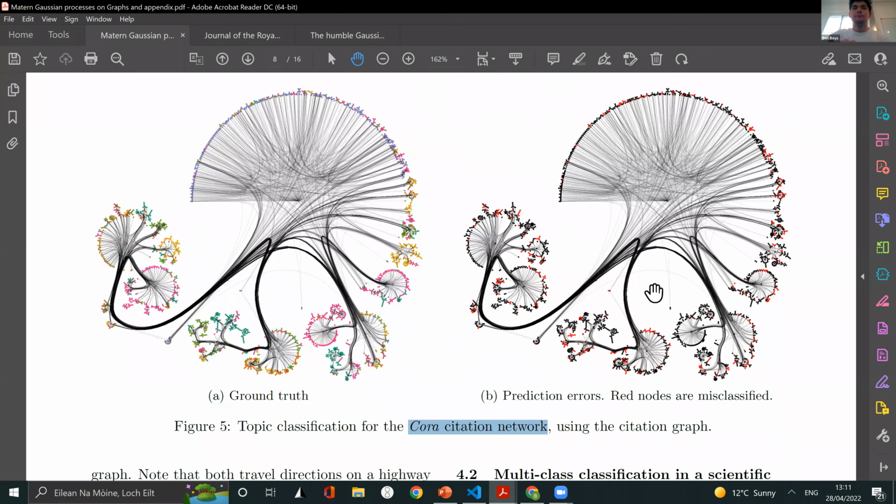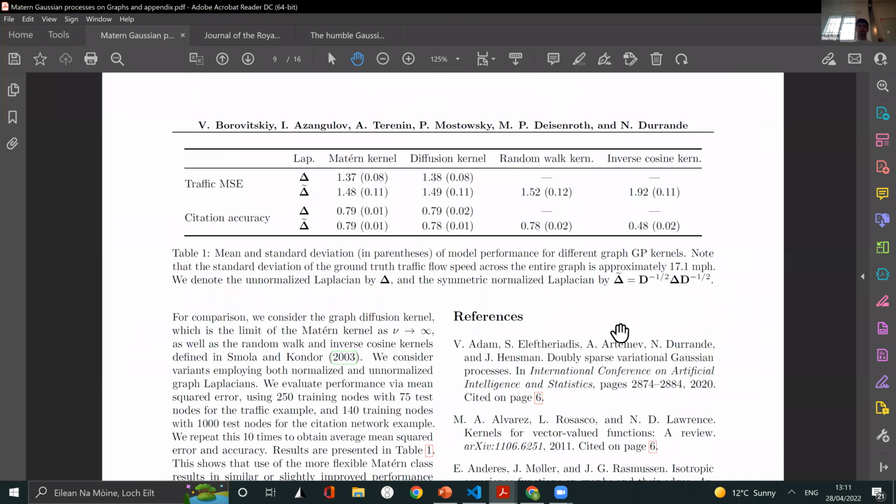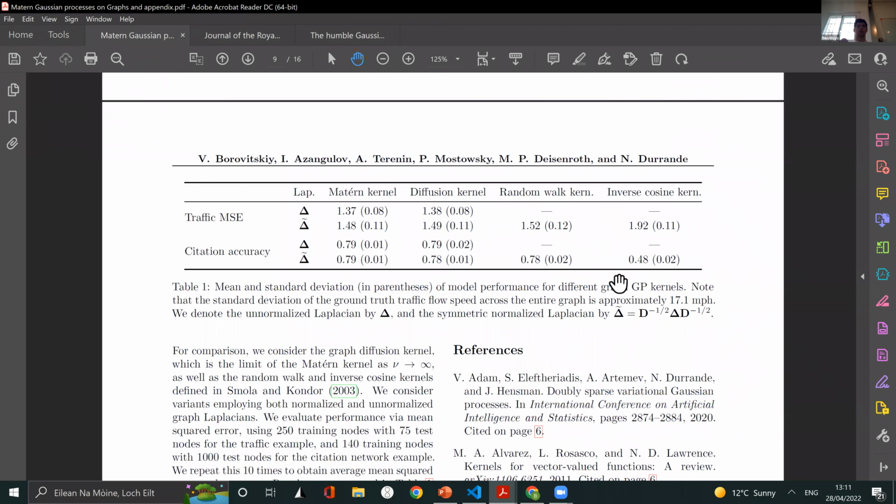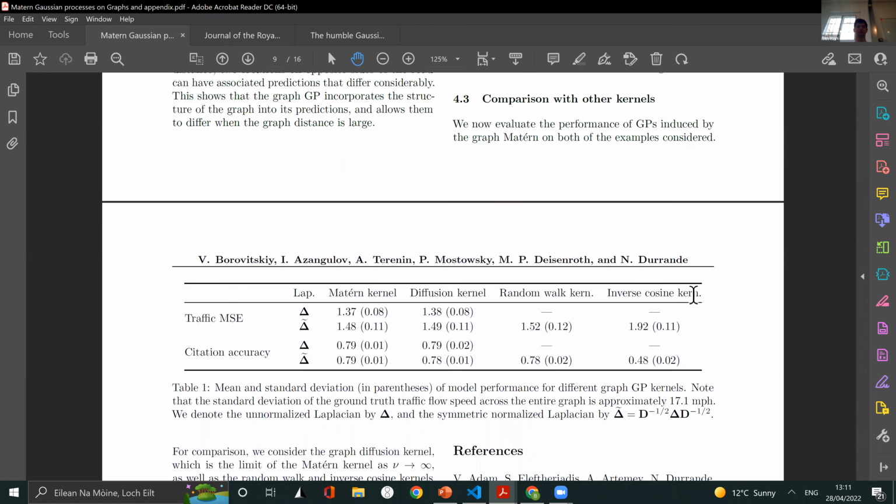So that's pretty cool. One question I had is, for both of these, one of the kernels they tested against was this inverse cosine kernel. How does it calculate distances in that case? How does it use the graph? Yeah, I guess it's a poor question, and I'm not sure. They don't give the definition of the inverse cosine kernel. I was thinking, why didn't they?